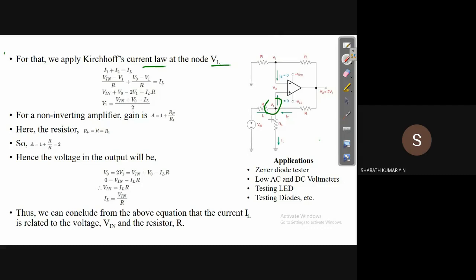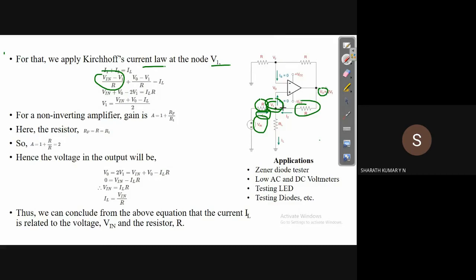I1 plus I2, the currents I1 and I2, is equal to the load current, of course, using KCL, Kirchhoff's current law. I1 is nothing but, with one side of the resistance R at Vin and the other side at V1, Vin minus V1 divided by R. Similarly for I2, another resistance R, one end is V0 and the other end is V1, so V0 minus V1 divided by R.